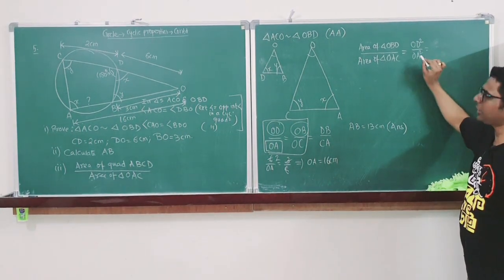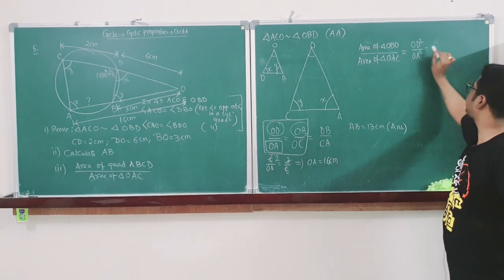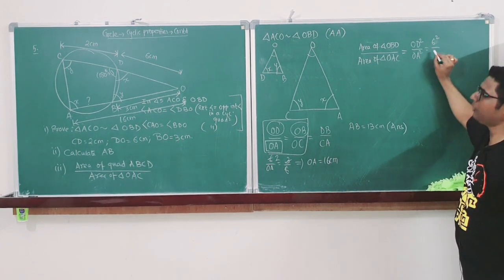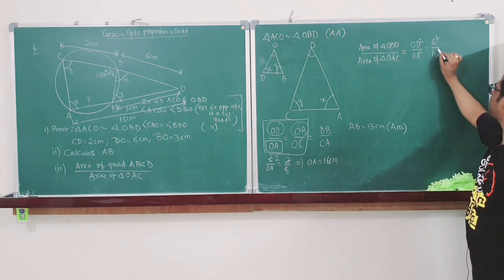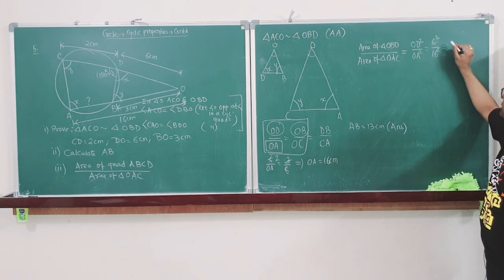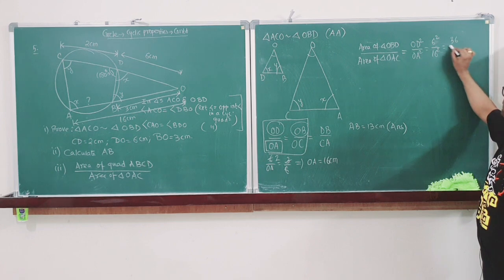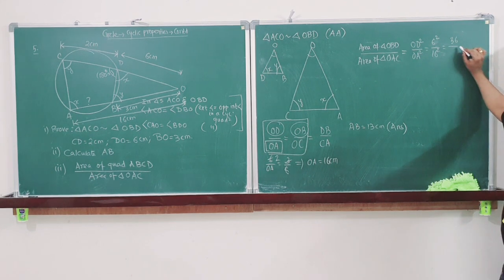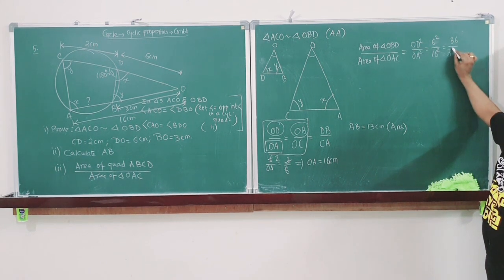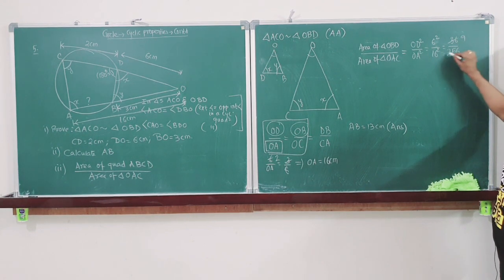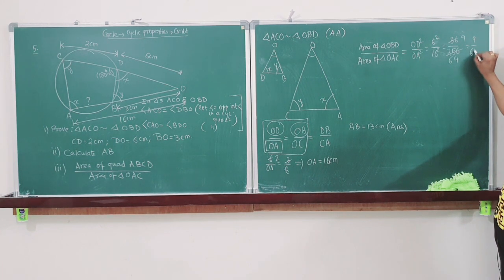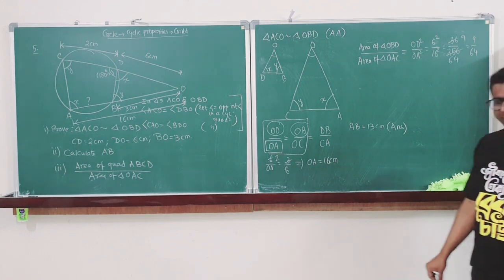Okay? So what is OD? OD 6, so 6 square, and OA 16, so 16 square, so that means 36 divided by 256. But I think this can be cancelled out a little bit. 9 by 64. Okay.